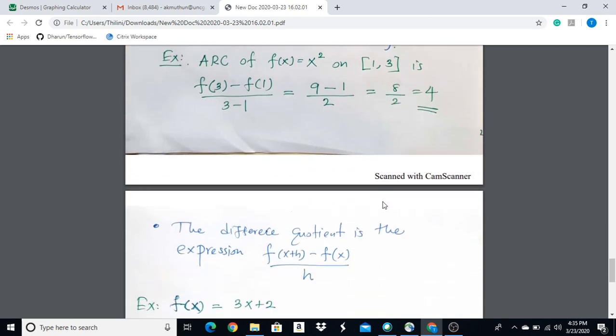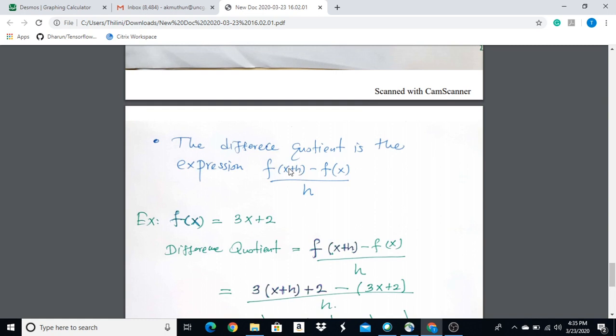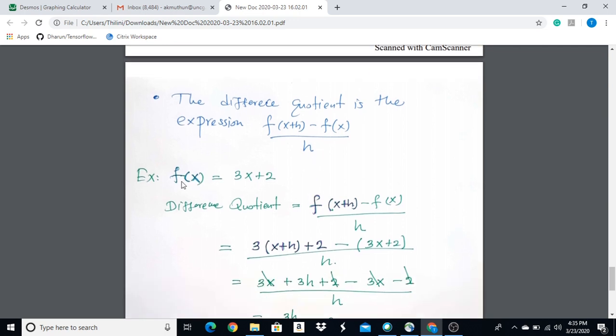It's easy to use. And the next thing is, how do we find the difference quotient of a function? So the difference quotient is defined in this form. Let's say we have a function f, and the difference quotient is f of x plus h minus f of x, divided by h. Let's look at an example. This is the function f, which is given by 3x plus 2, and the difference quotient is f of x plus h minus f of x divided by h.